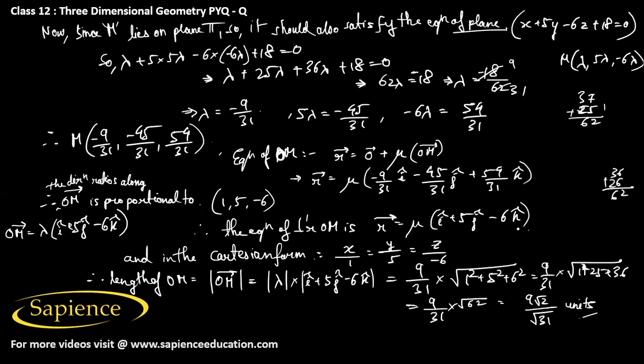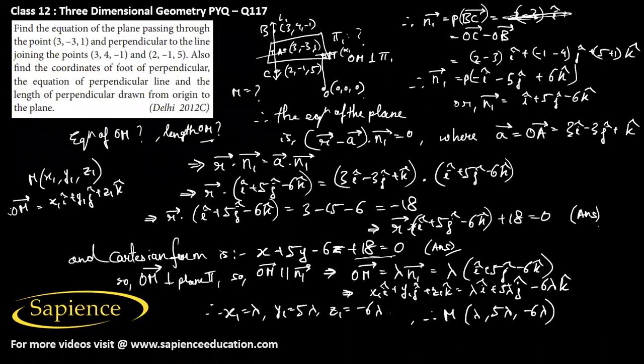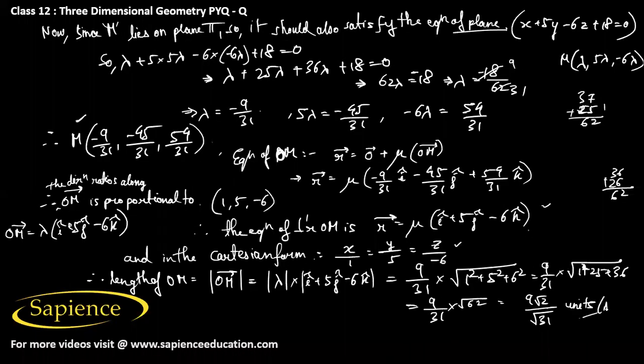This is the equation of the perpendicular OM in the vector form, and this is in the Cartesian form. The coordinates of the foot of the perpendicular from the origin is this point M, and the equation of the plane is this. So all these are the answers. This is also the answer, and this is also the answer. So thank you.